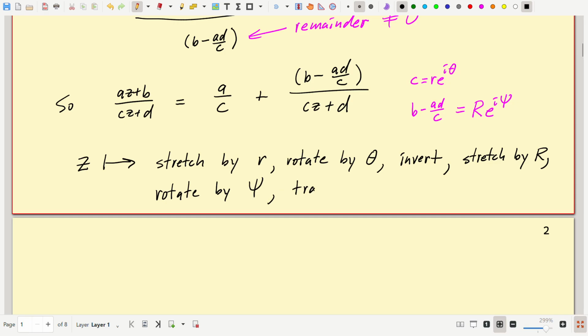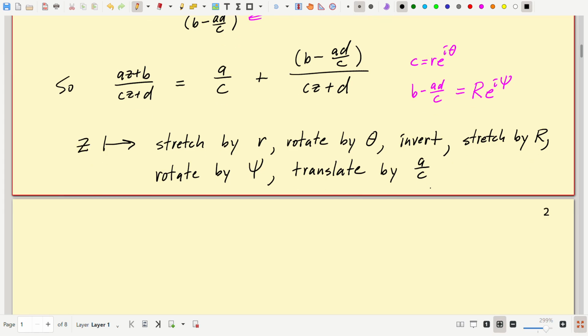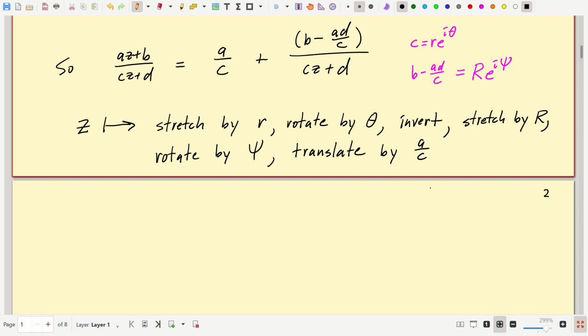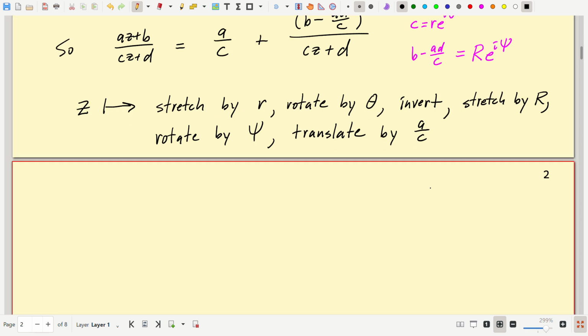So I have to use all 4 kinds. Some I have to use twice. And so that's like 7 steps, 7 applications of those basic maps. Questions about that? Well, the interesting thing is that we understand those maps really well. Those are really elementary things.